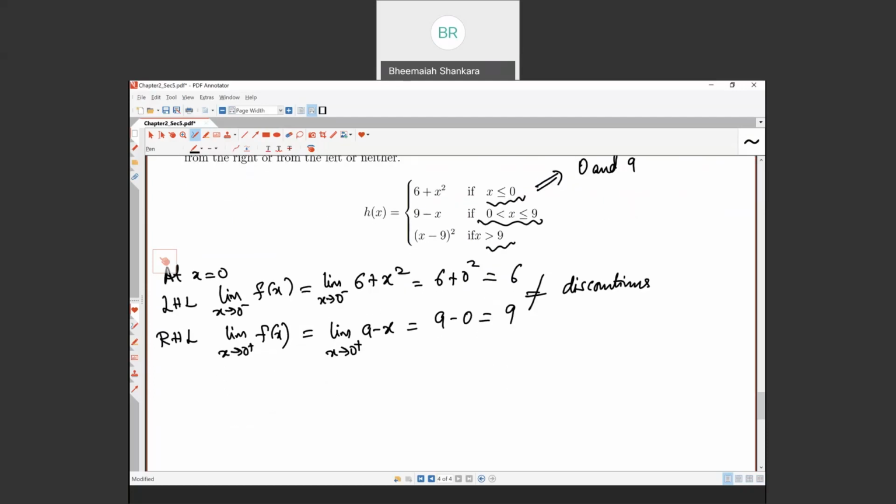You also discuss the value exactly at x equal to 0. F of x is the 6 plus x squared function. You have an equality sign, so you choose 6 plus x squared. Calculate f at 0 and you see that you have 6 as the value. From the left, the limit value is 6. Exactly at 0 also the value is 6. So combining these definitions, you can say it's continuous from the left.